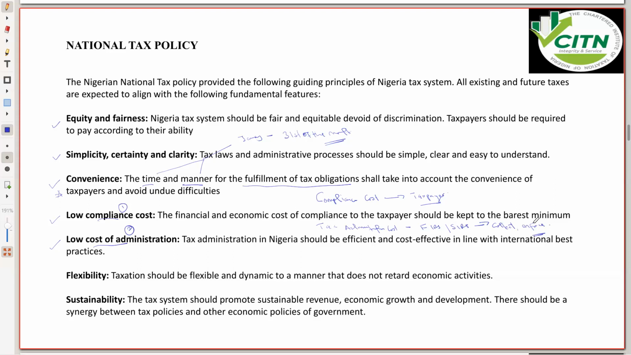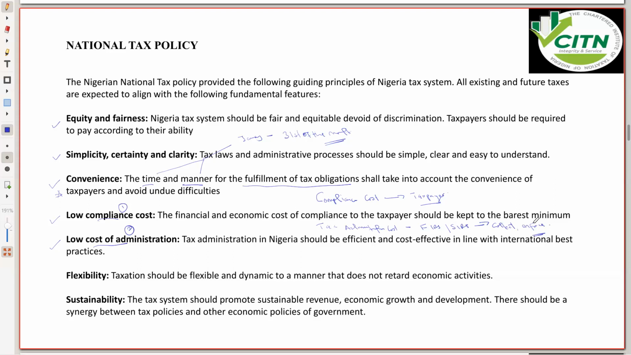Another guiding principle is flexibility. A tax system, a tax rule should be flexible and dynamic in a manner that does not retard economic activities. And finally, it should be sustainable. You don't kill the cow that you're milking from. You don't implement a tax system that imposes a lot of burden on organizations, and then they're able to pay once or twice, and then they're out of business. That's not a sustainable tax system.